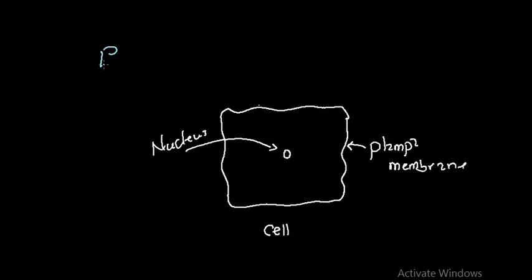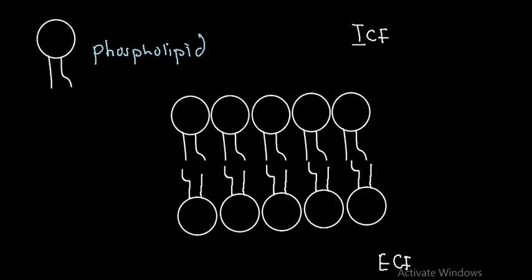So the phospholipid forms a bilayer with hydrophobic, water repelling tails facing inward, and hydrophilic, water attracting heads facing outward. So this structure creates a semi-permeable barrier. Here we have a structure of the phospholipid. When this phospholipid forms this special arrangement, this is what we call the bilayer.